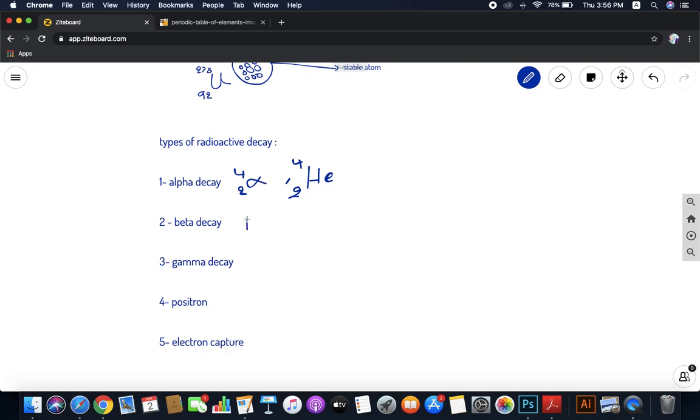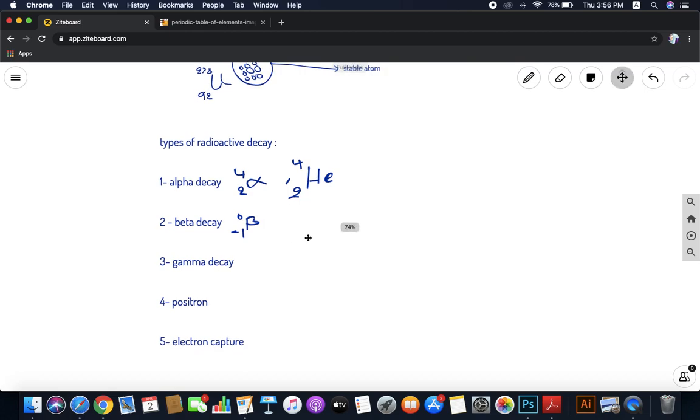Now beta is like this. This is the symbol of beta. Now it has 0 atomic mass and -1 is the charge for beta. This is the charge of beta, 0, -1.